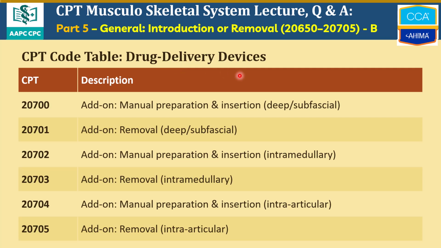Regarding drug delivery devices, all codes are add-on codes. Start from 20700 to 20705. It goes like this. Manual preparation and insertion, deep or subfascial, then removal, deep or subfascial, then manual preparation and insertion of intramedullary, then removal for intramedullary, then manual preparation and insertion for intra-articular, then removal for intra-articular. So insertion, removal, there are three pairs.